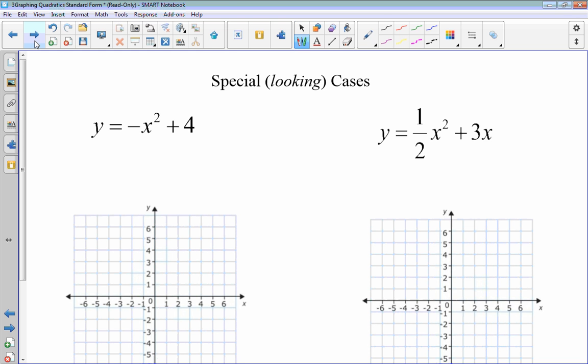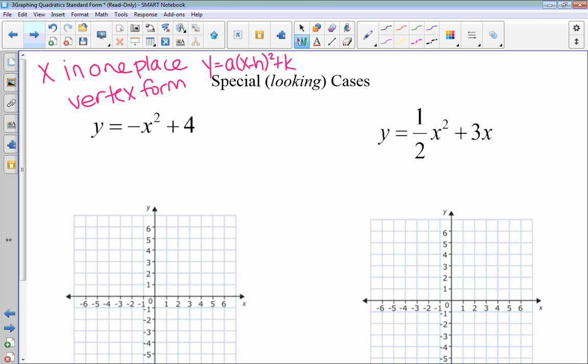All right, example 1 is special because we only have x in one place. If we only have x in one place, we want to use vertex form. Remember, vertex form is y equals a times x minus h squared plus k. So if we look at this graph, we can see that 4 is my k value. And k tells us that it's going to go up 4. Now the reason this problem looks weird is because h is 0. We don't move right or left at all. So my vertex is just right at 4.